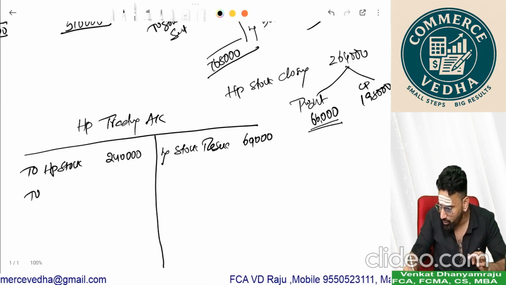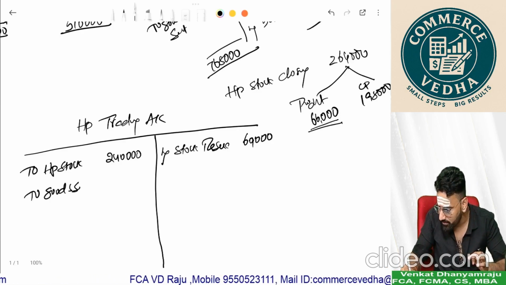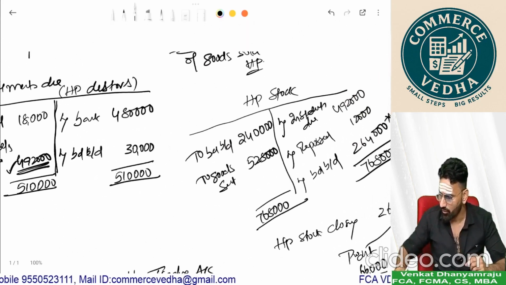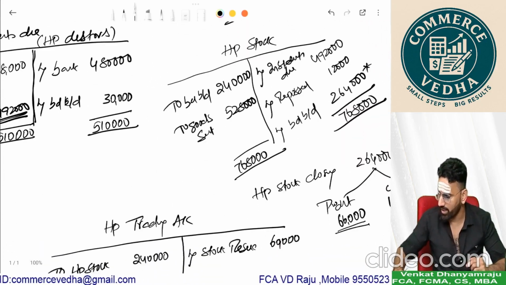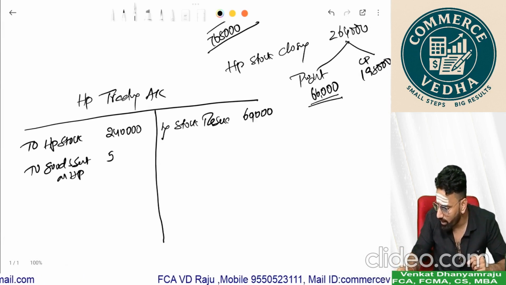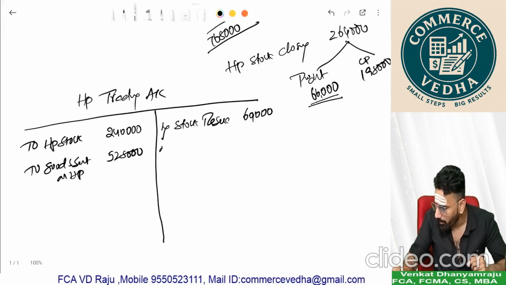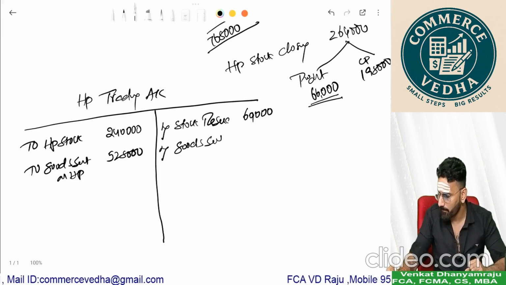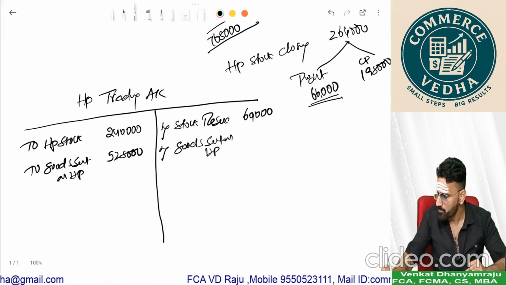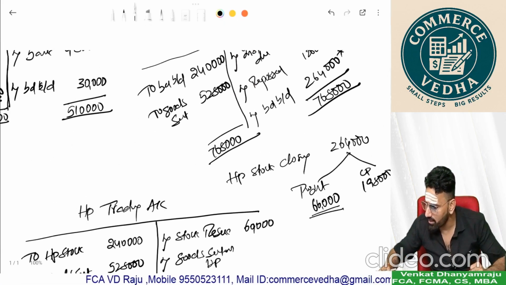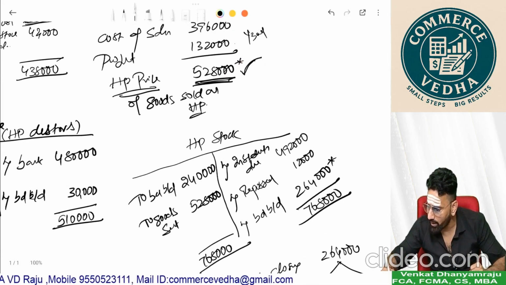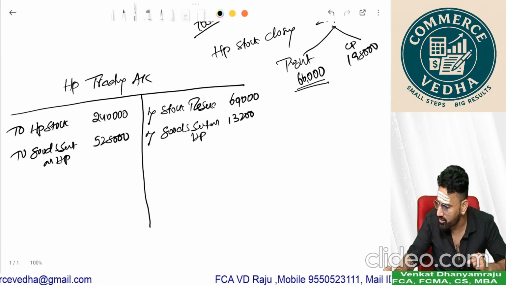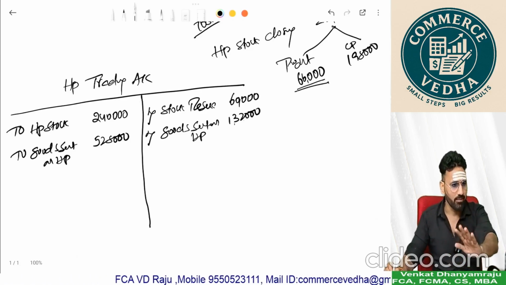Then to goods sent on hire purchase. This we computed, which is 5,28,000. So 5,28,000 by goods sent on hire purchase, because of reversal of profit. We did the profit. How much is it? The profit is 1,32,000. All the information is already ready for us to just place at the correct place.